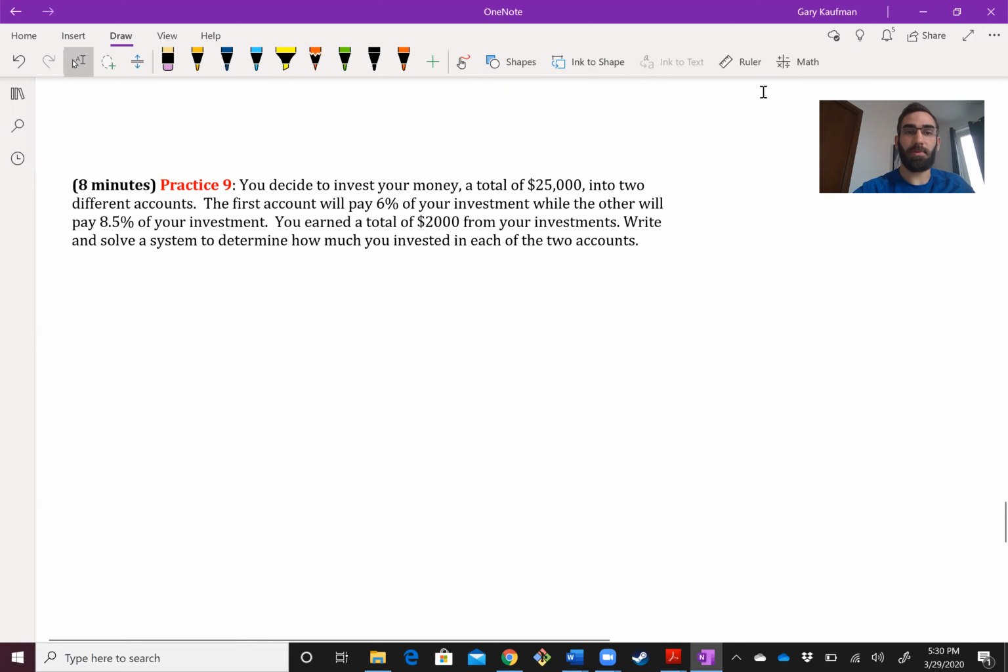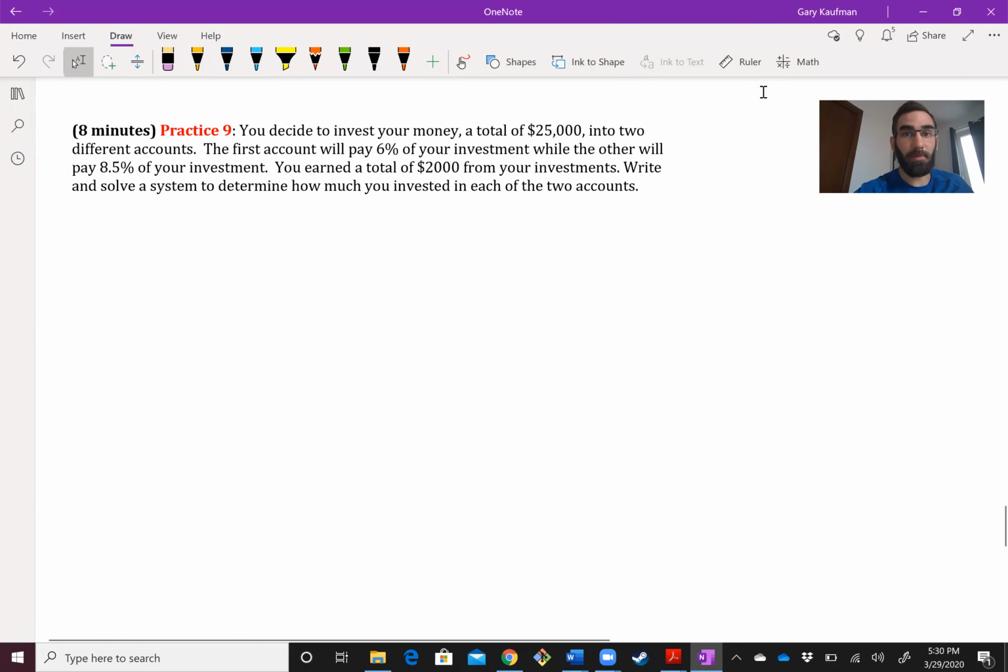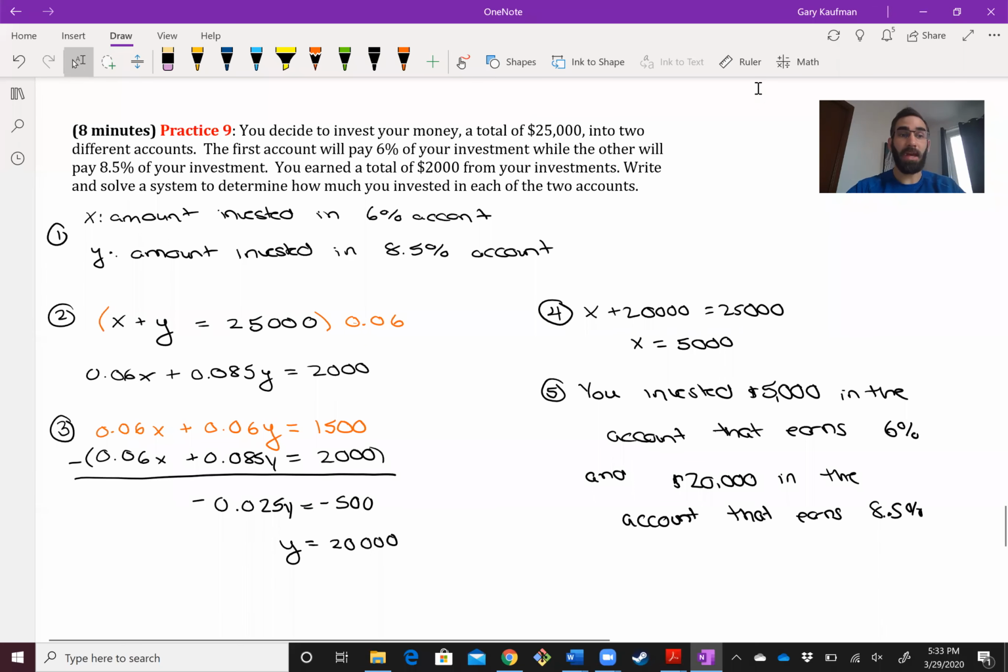Here is practice problem 9. Remember, think about percentages. Here's practice problem 9. So my 6% that I earn on X plus the 8.5% that I earned on Y resulted in the final $2,000 that I earned. I used elimination. I solved for the amounts in each account. And in this case, that was the end of the question. Let's go on to the last and final practice.